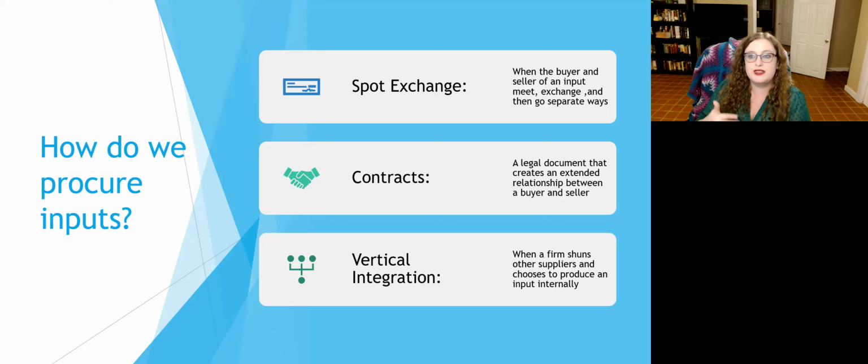A spot exchange is when the buyer and seller of an input meet, exchange, and then go their own separate ways. That's the idea of, say, I'm making ceramic mugs and I'm really out of these little handle pieces, so I'm going to meet up with someone and just purchase these handle pieces from them, and then we go our own separate ways. We're not going to have any sort of continuing relationship. I bought it once, right?